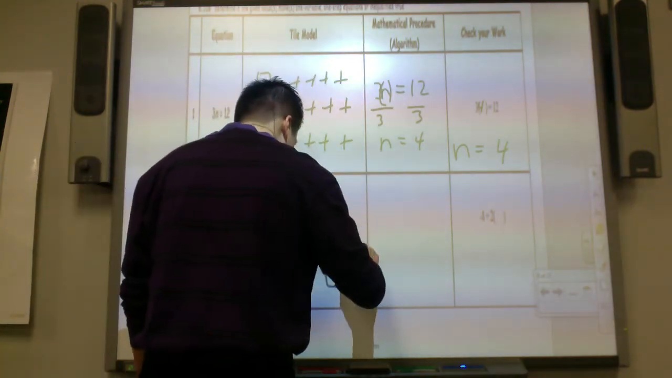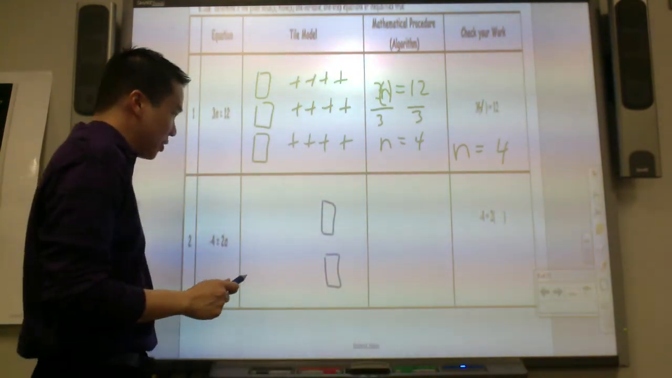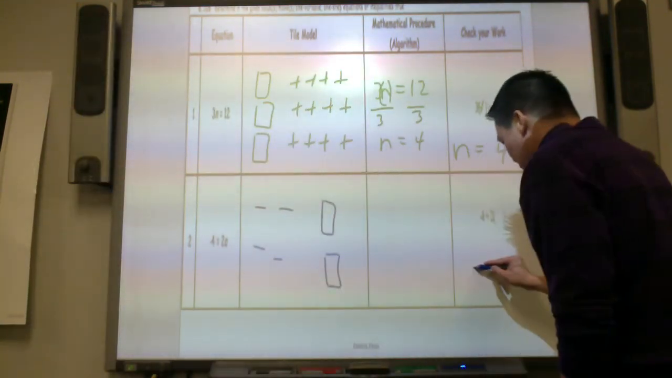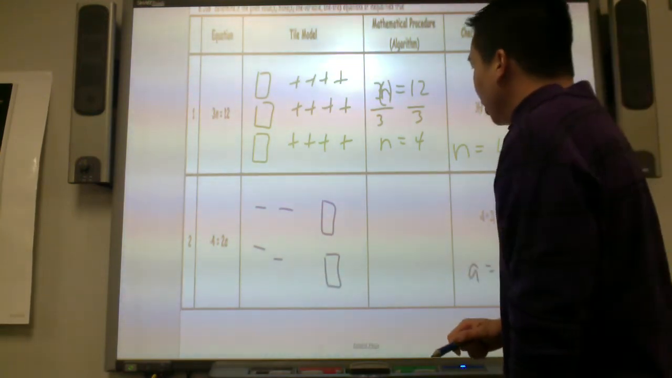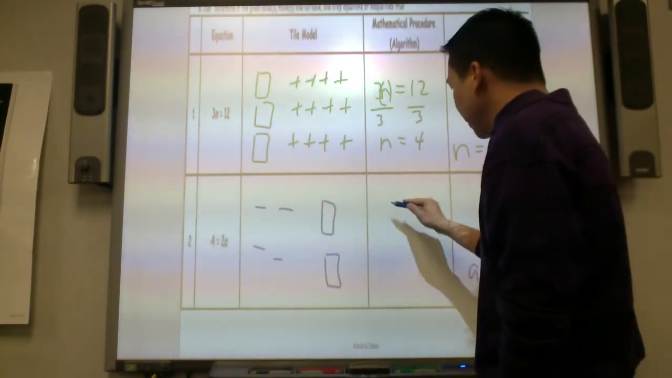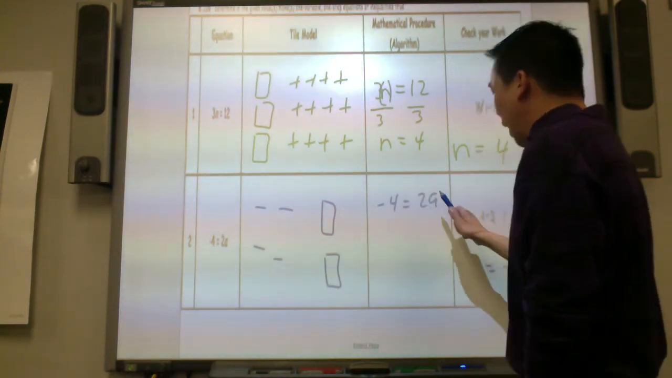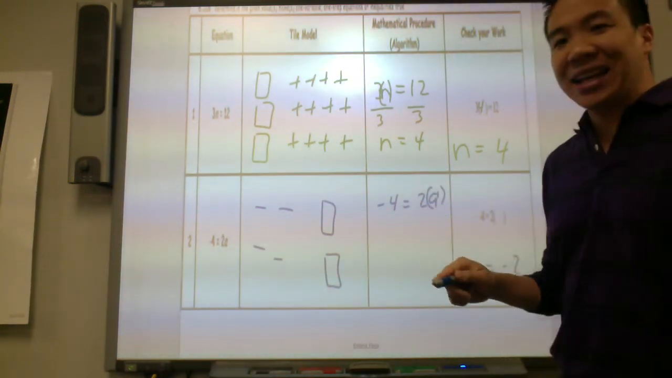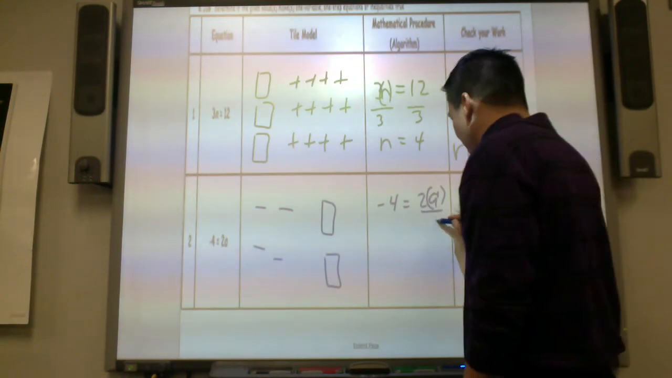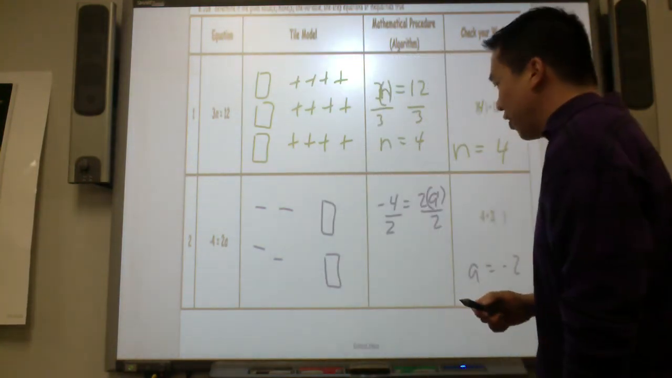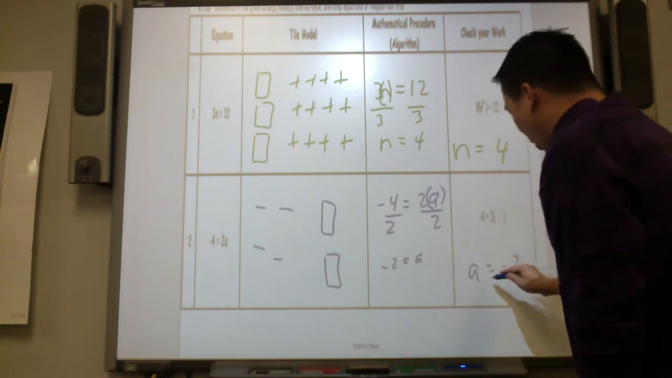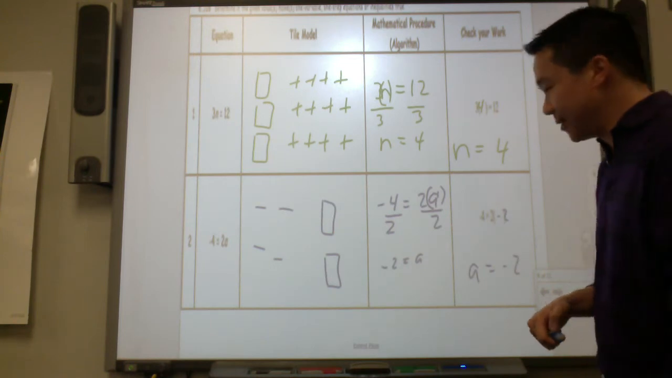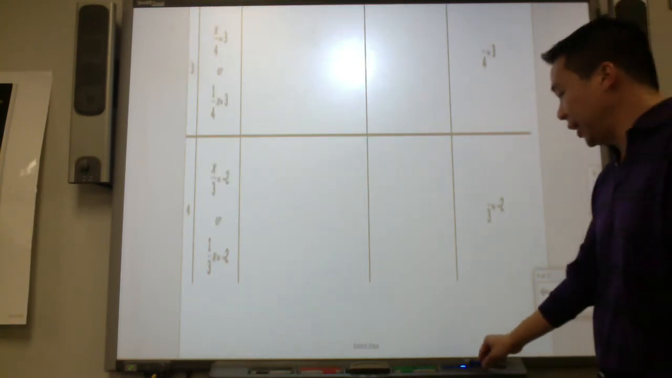Next one. Negative 4 equals 2a. So I have 2 a's, or 2 variables. I have 4 negatives. How many will go in? I have 2 groups. So each a is equal to negative 2. What if you don't want to use algebra tiles or drawing? Could you still solve it? Of course. I want to isolate this a. I want to keep this a by itself. What's the inverse? This means multiply. What is the inverse of multiply? Divide by 2. Negative 4 divided into 2 groups is negative 2 equals a, or a equals negative 2. To check your work, is 2 groups of negative 2 equal to negative 4? It is.